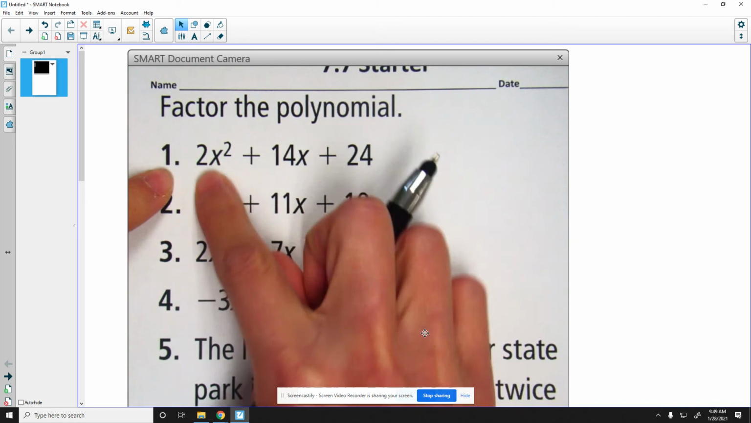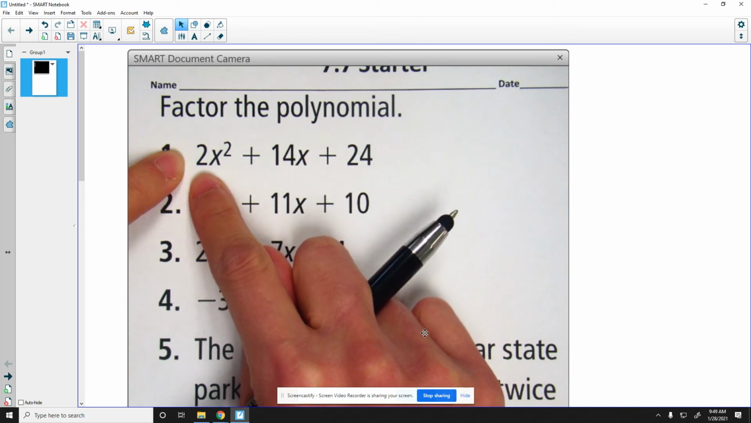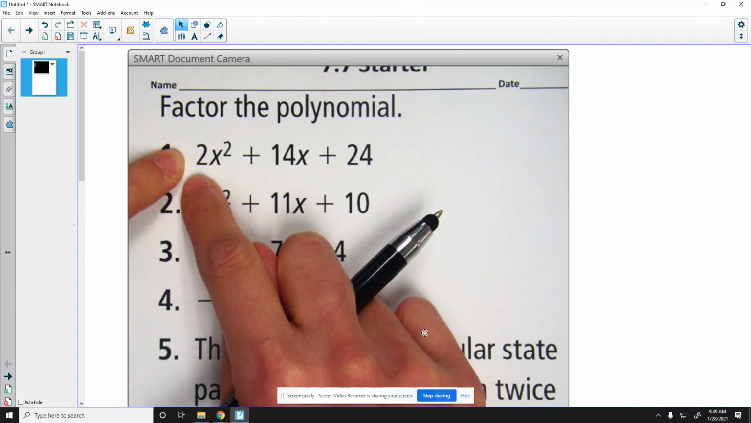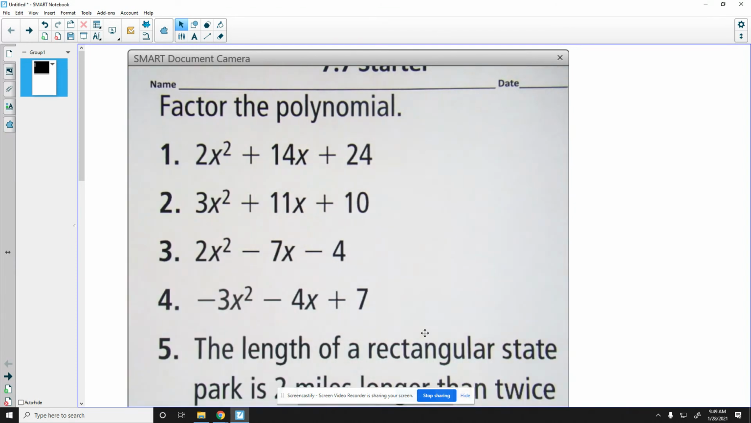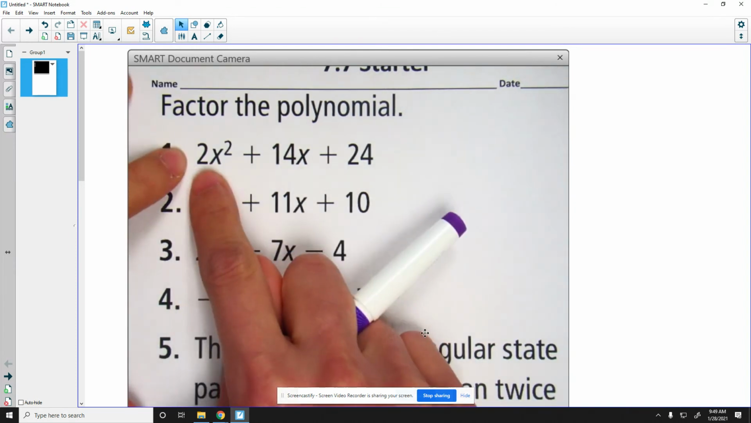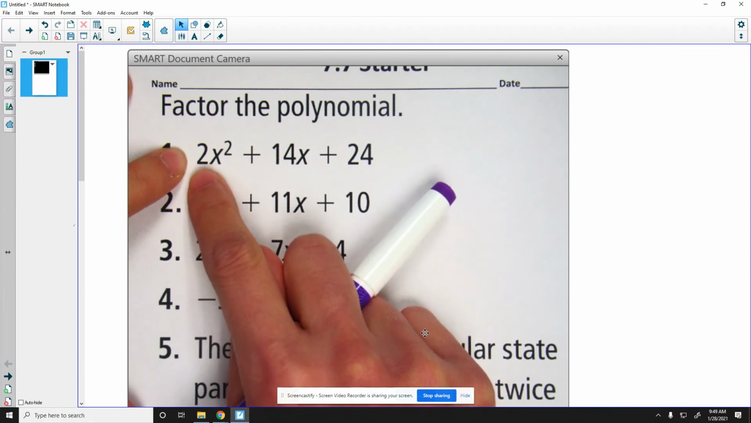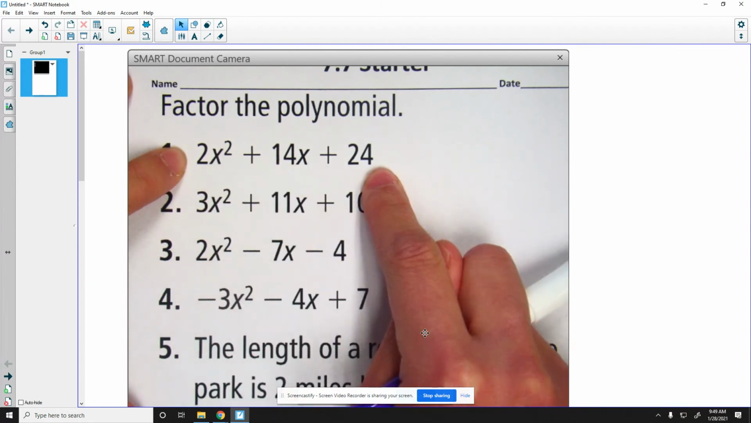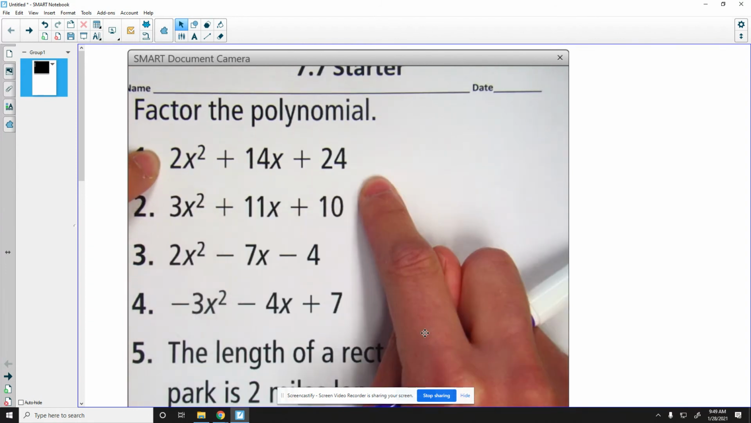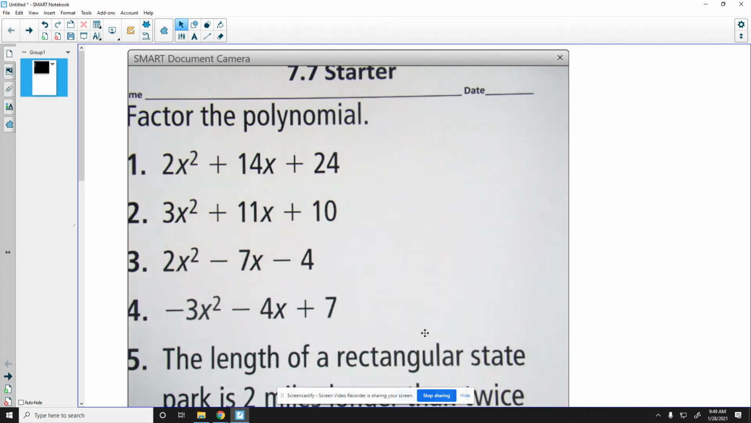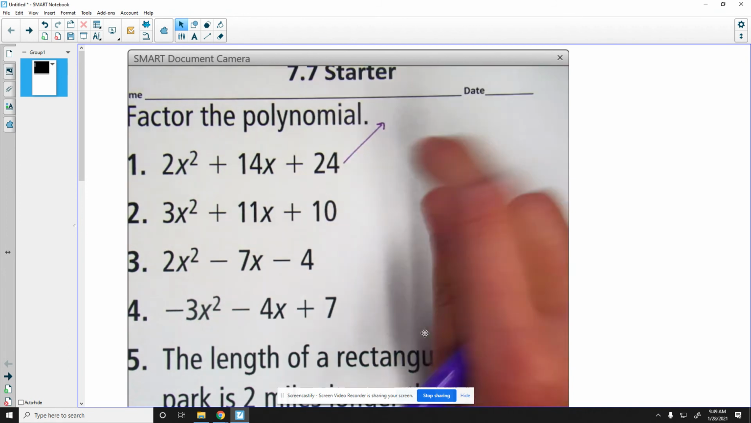So let's do this. For number one, I'm going to factor this. I can't do big X because it starts with a 2. So remember, before you do anything, maybe what you can do is take out a common factor. So think, you have 2, 14, 24. What is the greatest common factor I can take out? 2. Okay, so I'm going to put this right here just so I have some room.